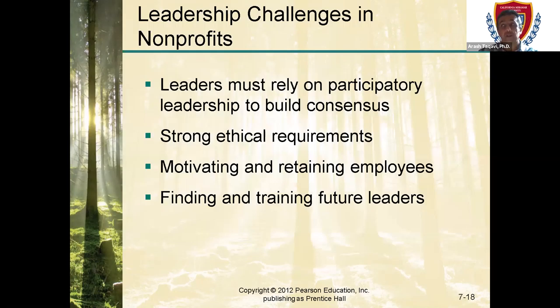And leadership challenges in nonprofit. At first, leaders must rely on participatory leadership to build consensus. It is very important because there is no salary. There is no money. There is no profit for people who work with a nonprofit company. So we should have a mindset of participation, and leadership should create the participation mindset between the members of the company.